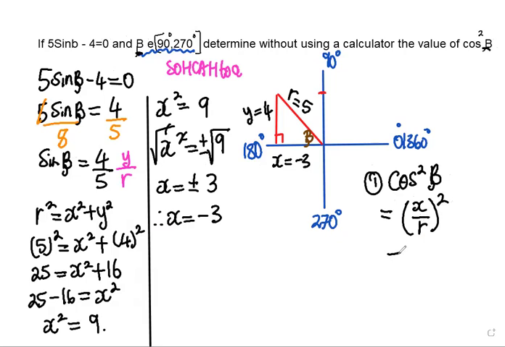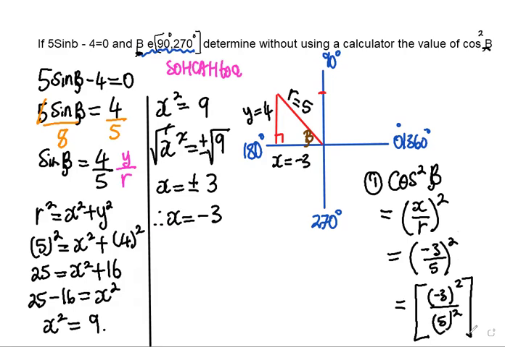So they said without the use of a calculator. Now we substitute our values. So the value of x is -3, don't forget. So it will be -3 over r, which is the hypotenuse side, which is 5, all squared. So this can be written as -3 all squared over 5 all squared.